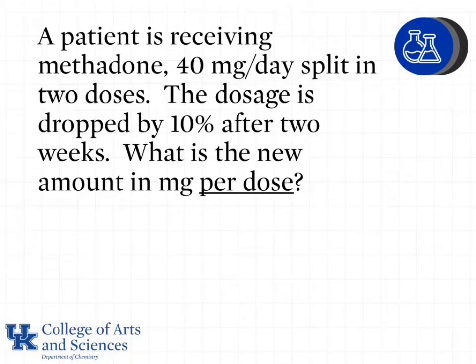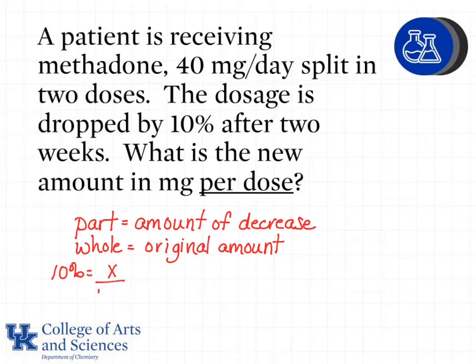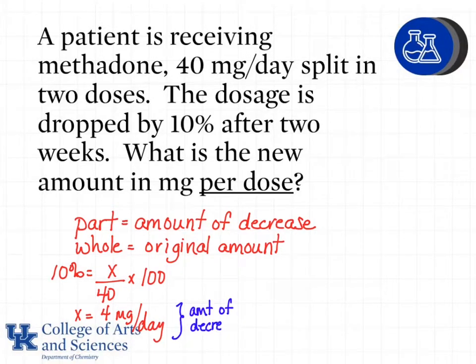So when we're looking at a percent change, our part is going to be the amount of change. In this case, it's also an amount of decrease. The whole is going to be the original amount. And in this case, we know the percentage, we don't know the amount of decrease. So we have 10% equals x over 40 times 100, and we find that x equals 4 milligrams per day. So this is the amount of decrease per day.